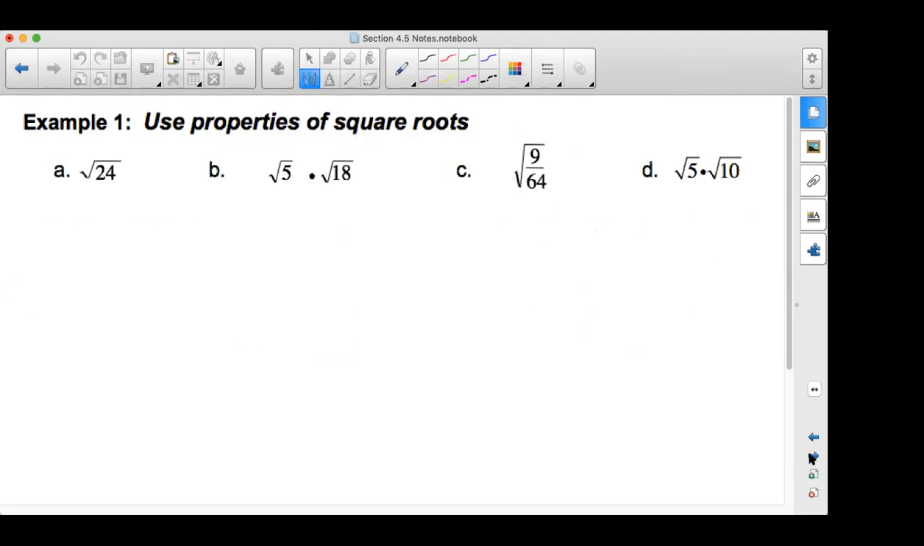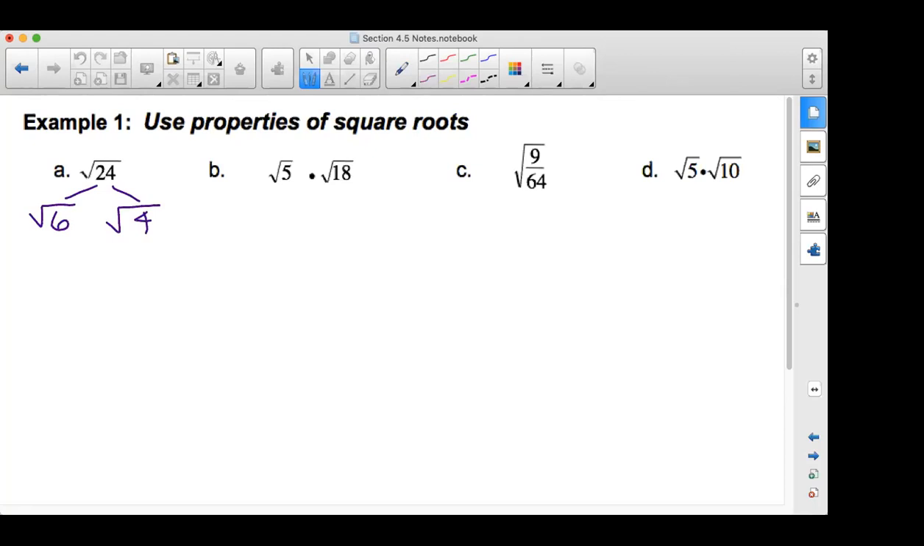You're fine. Think about the factors of 24. What two things multiply to 24? 12 and 2, 3 and 8. There's one more that I'm looking for. 6 and 4. Yeah, 6 and 4, because we want one of them to be a perfect square. We need one of them to be a perfect square to break it down.